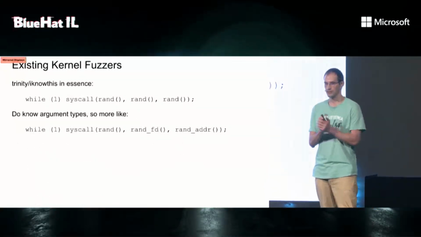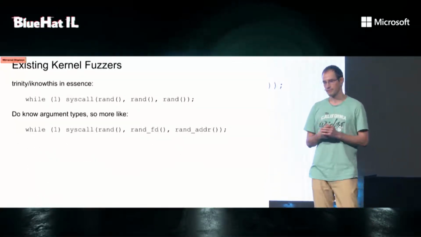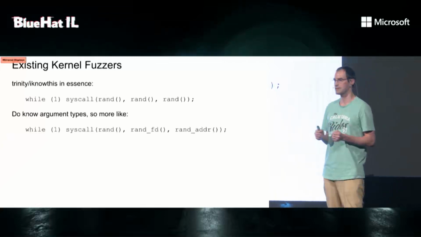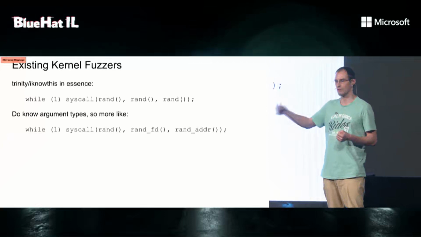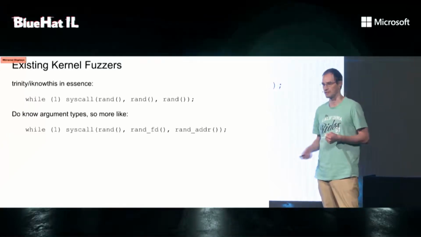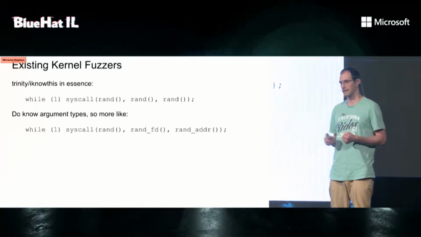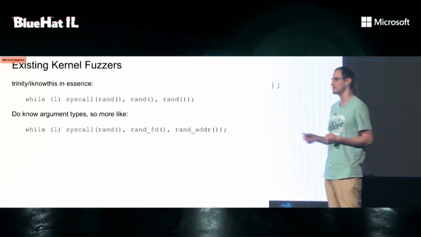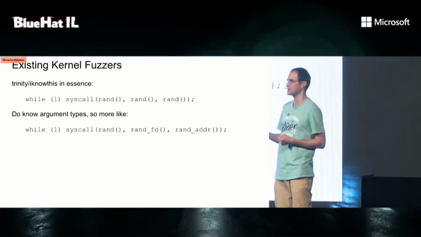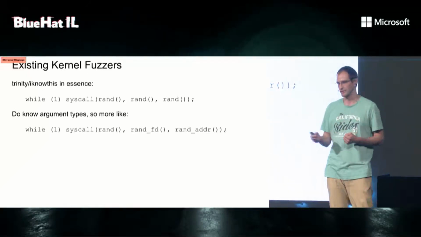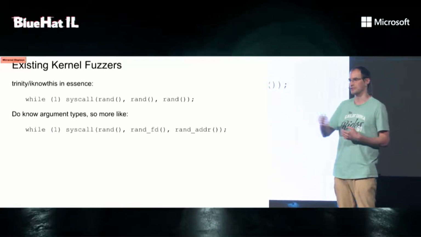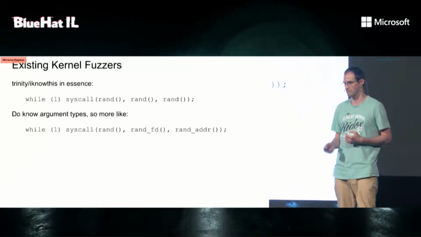Okay, so existing kernel fuzzers were a bit simpler. What they did, essentially, was execute an infinite sequence of random system calls with random arguments. So they had some knowledge of argument types. For example, if a syscall accepts a file descriptor, they will try to pass some file descriptor in that position and so on. But still, it's just that. It's just an infinite sequence of system calls.